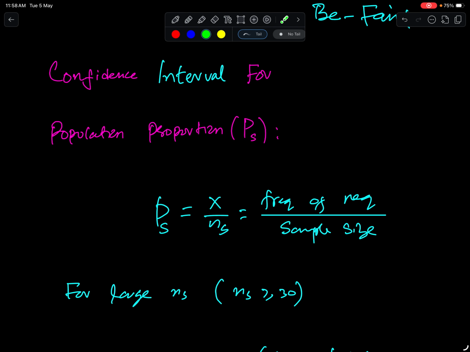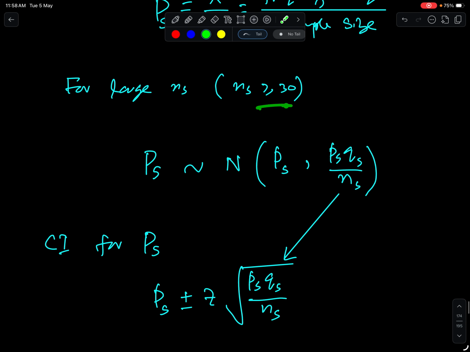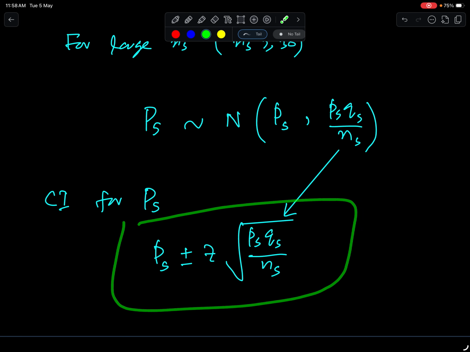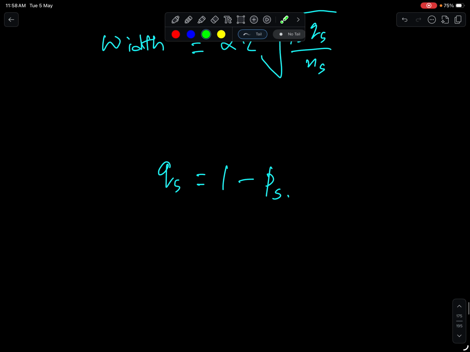Confidence interval for population proportion, PS. I told you for sample size greater than or equal to 30, PS is approximately normal, with PS as the mean, and this is the variance. So this is the formula for the confidence interval for population proportion, sample proportion, sorry.